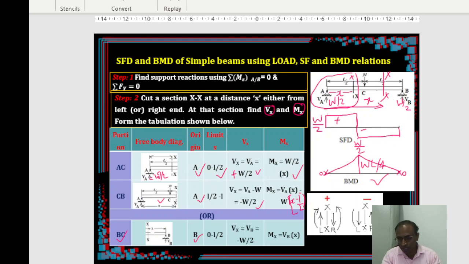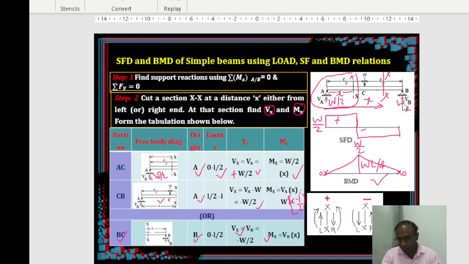Using that simplicity, if you form the expressions again for Vx and Mx, in this region you are on the right of the section. Your section is here and you are on the right of it. On the right of the section, upward forces are negative. So this is going to be negative. You put the shear force value on the negative side, and then you can join that.